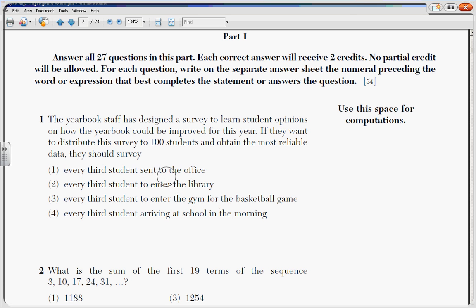Let's look at the fourth option. Every third student arriving at school in the morning. Now, does every student arrive at school? Yeah, if you're going to school, you have to arrive at school first, right? So this is a much more accurate approach to get more reliable data. So every third student arriving at school is the best way to get the most reliable data. All right, so the answer to number 1 is option 4. Let's move on to question number 2.